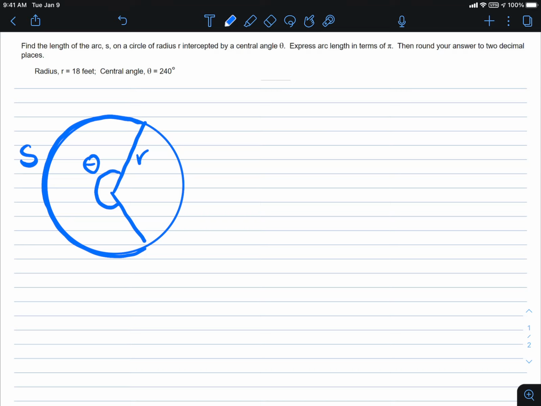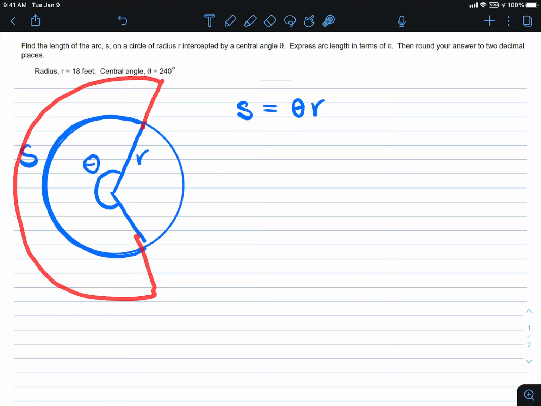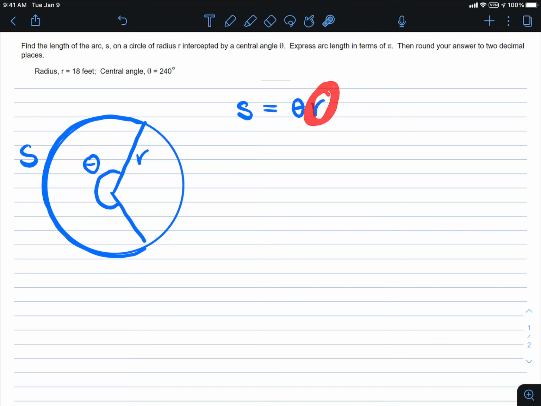So we all know the formula S equals theta r. That's a formula that you need to remember. I think it's very easy to remember because it sort of makes sense that once r grows, S also grows, right? The larger the radius is, the bigger S becomes, right? So this is definitely bigger than the blue S. So it makes sense that you're multiplying r on that side.